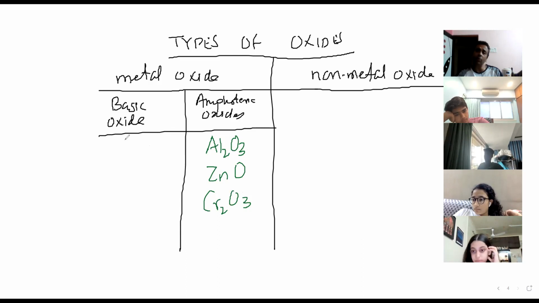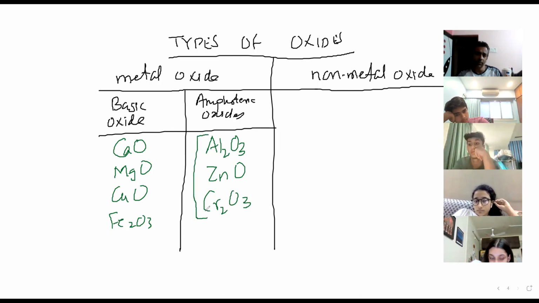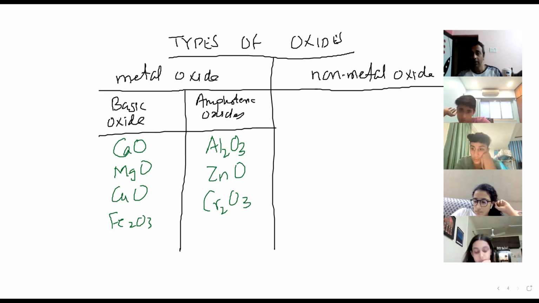So can you give me an example of a basic oxide then? Calcium oxide, magnesium oxide, copper oxide, iron oxide. All these oxides are basic. Remember only these three as an exception. Is everyone clear with this classification of metal oxides? Yes, sir.